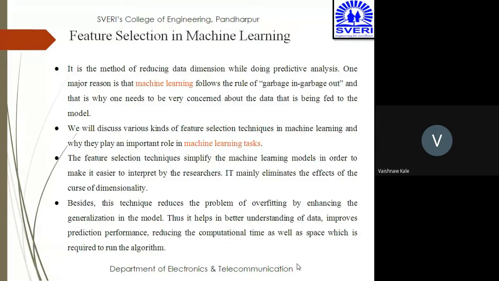the data because the data which you're feeding, the noise looks similar to that data and which causes the issue of overfitting. Underfitting and overfitting are the two issues that have to be reduced in case of generalization in the model. Thus, it helps to better understand the data, improves prediction performance, reducing the computational time, as well as space which is required to run the algorithm.